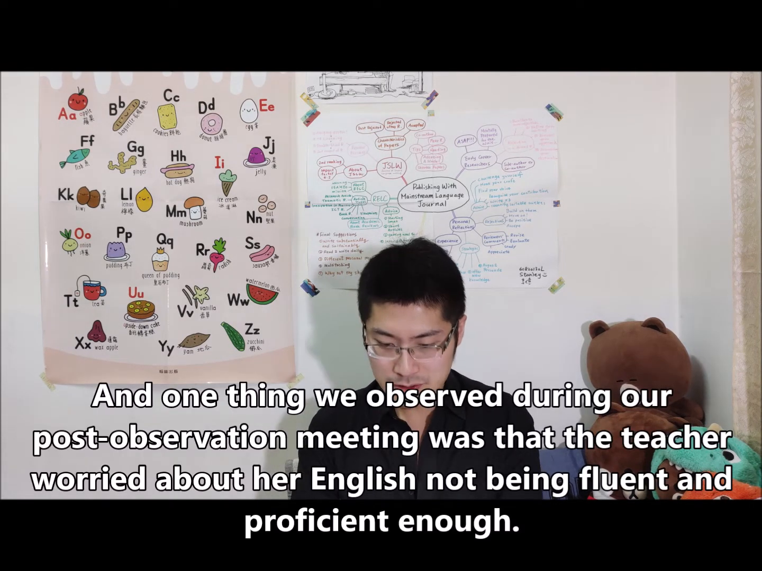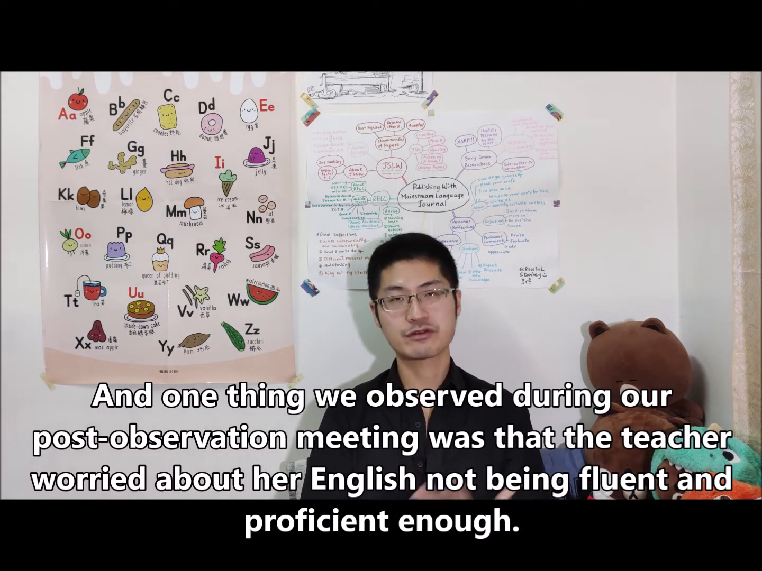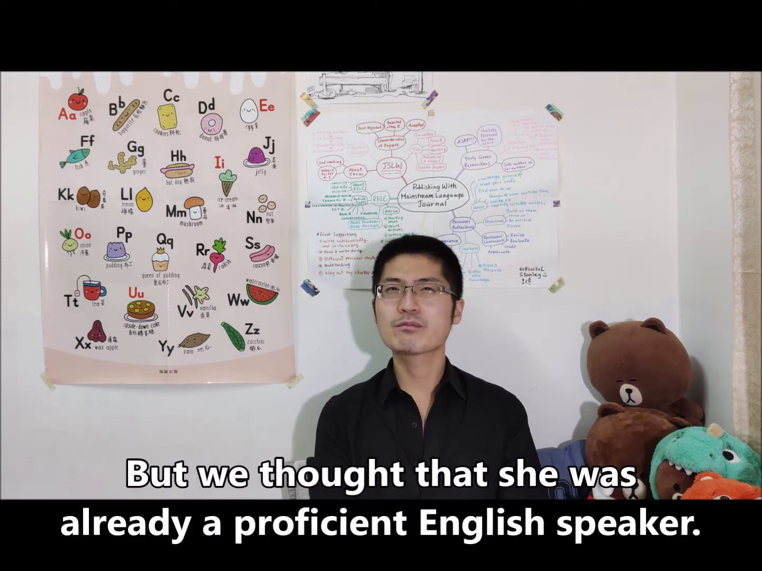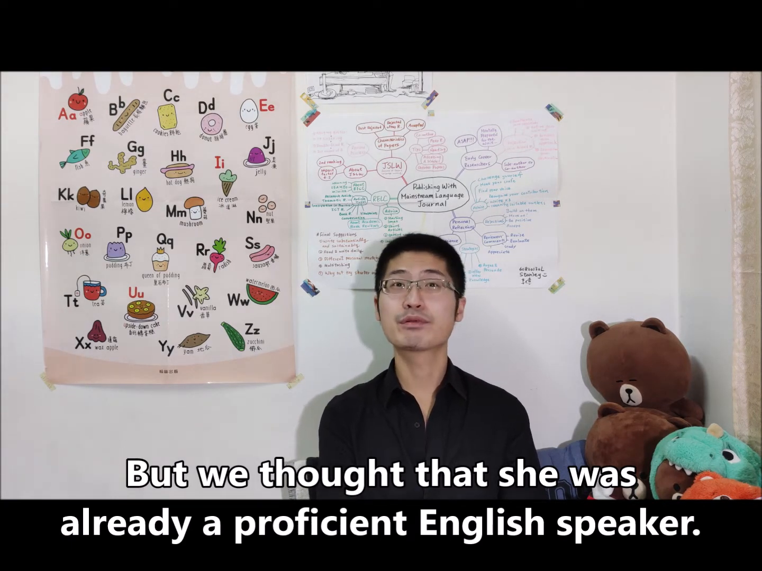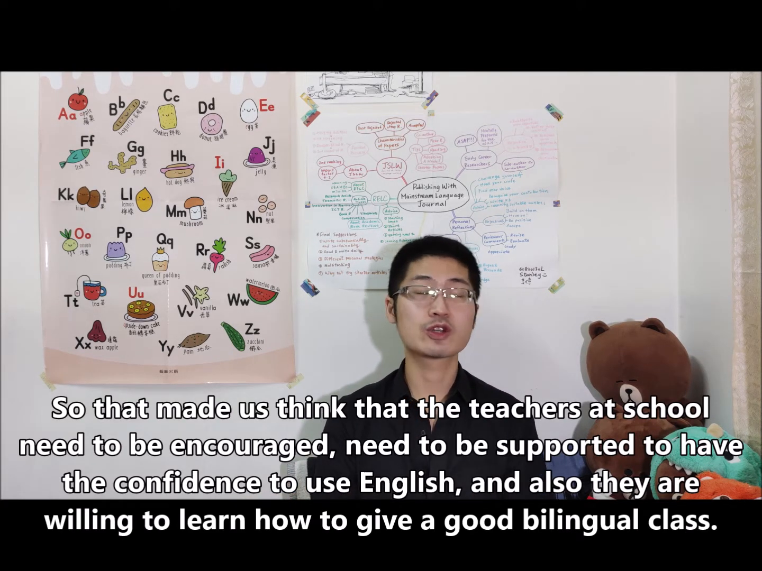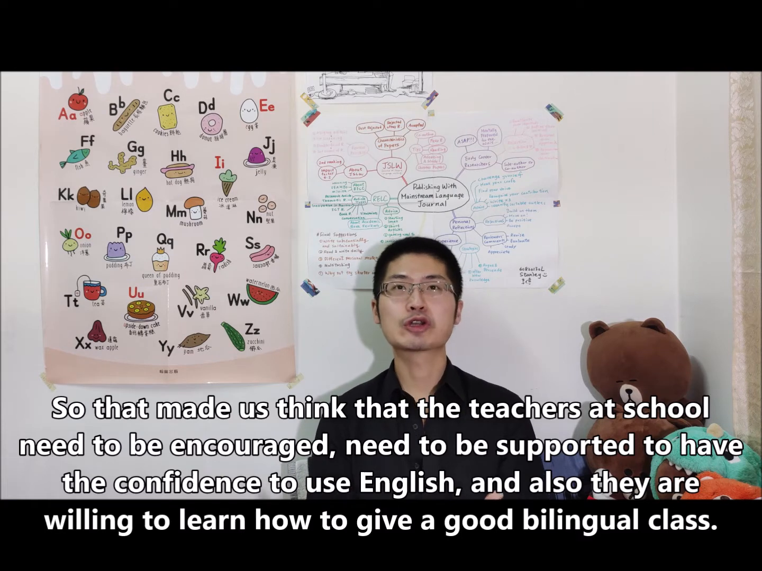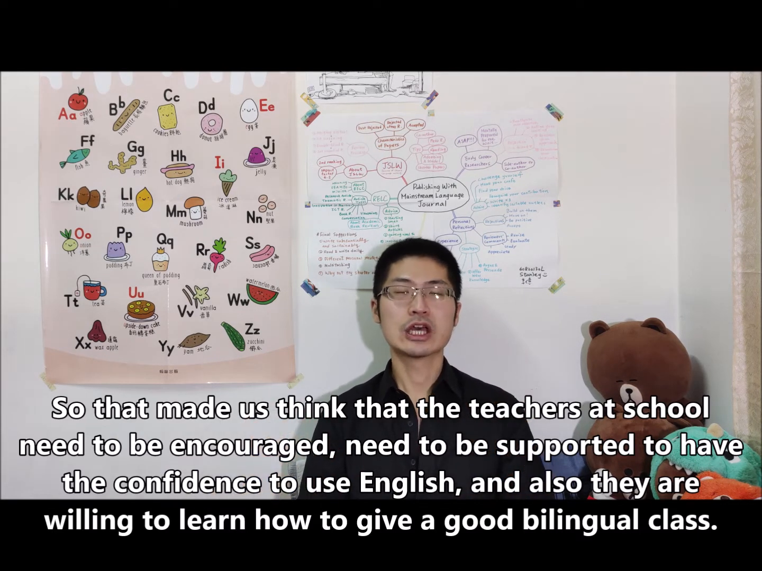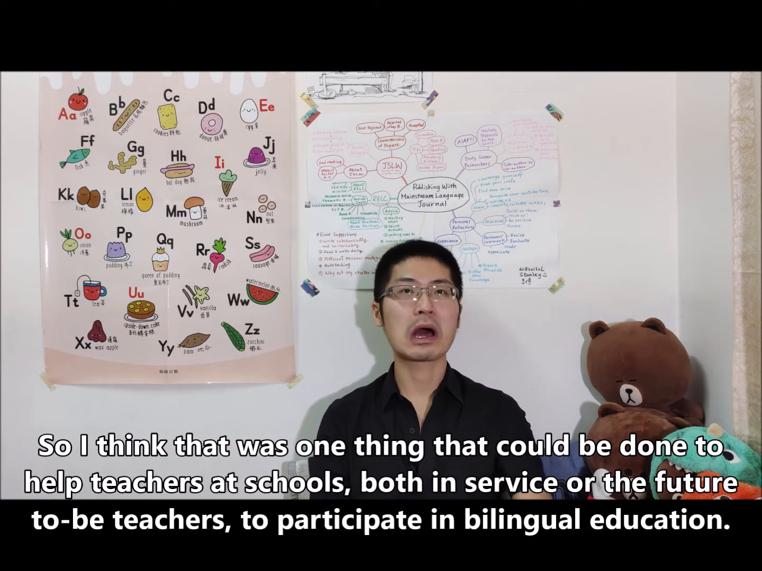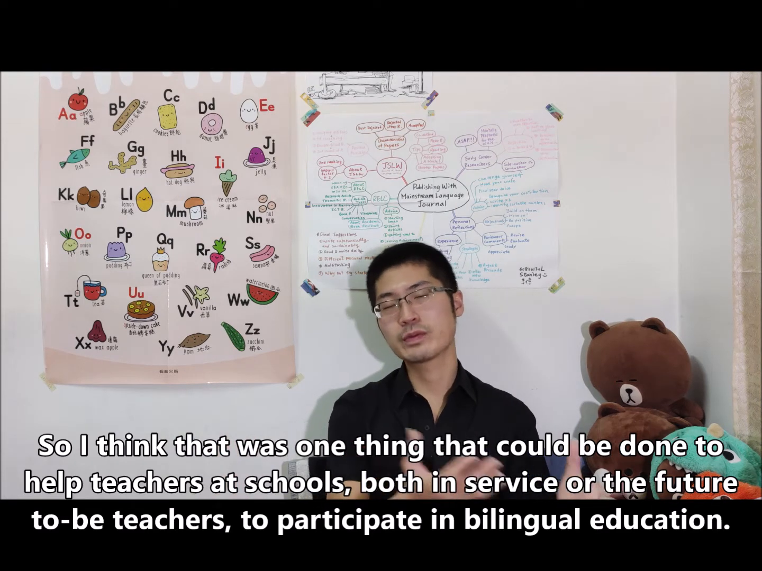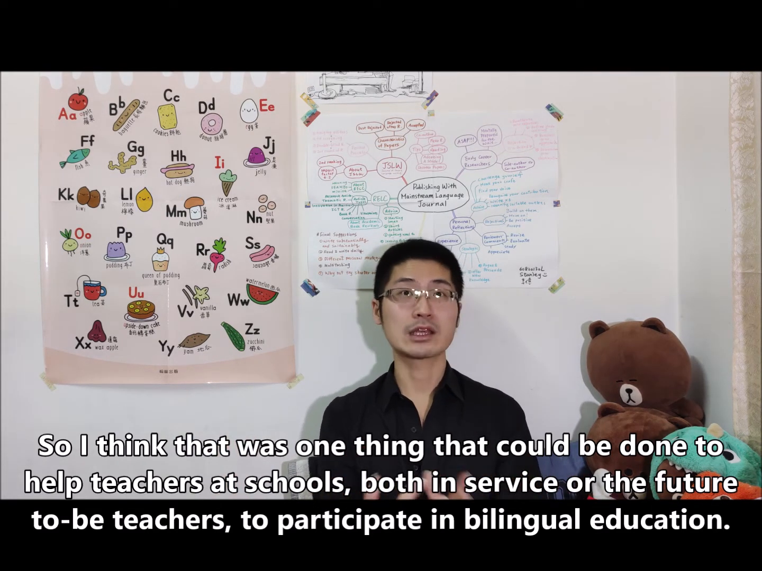Okay, and one thing we observed during our post-observation meeting was that the teacher worried about her English not being fluent and proficient enough, but we thought that she was already a proficient English speaker. So that made us think that the teachers at school need to be encouraged, they need to be supported to have the confidence to use English, and also they were willing to learn how to give a good bilingual class. So I think that was one thing that could be done to help teachers at schools, both in service or the future teachers, to participate in bilingual education.